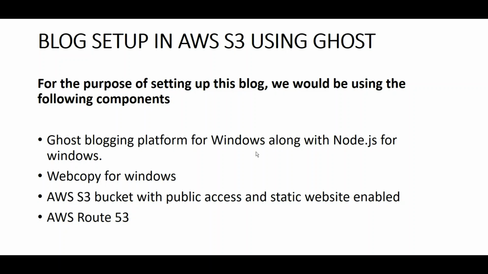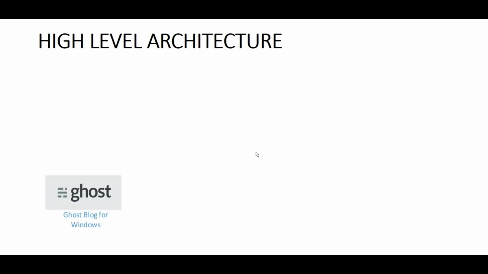Now let us look at what each of these components do. So the Ghost blogging platform for Windows would be the actual component that we're going to use to create the blog and its contents. It also allows us to have a preview of how the blog would look. Now Ghost is available in different versions, like Windows, Linux, etc. But I'm a Windows guy and I already have a Windows machine. I'm really comfortable working with Windows rather than Linux. So I'm going to go with the Windows version of Ghost.